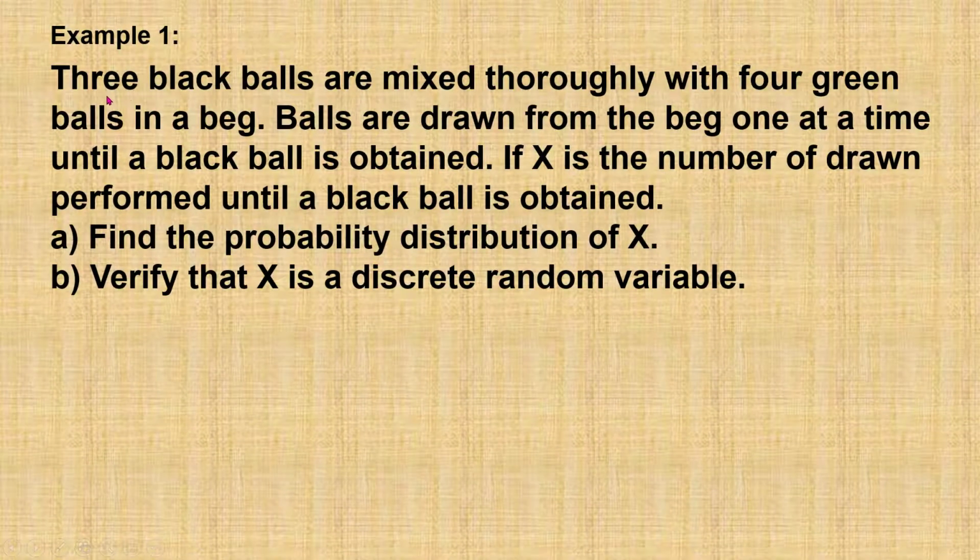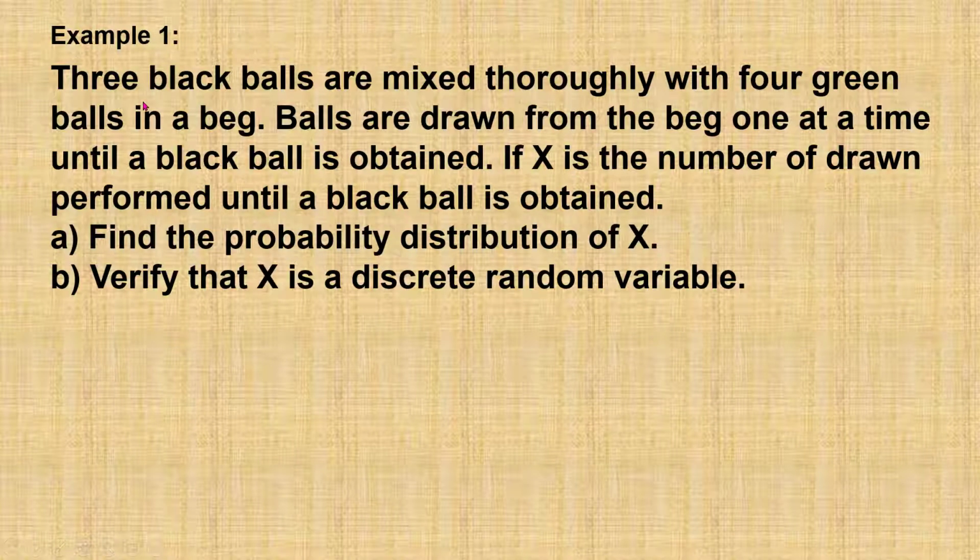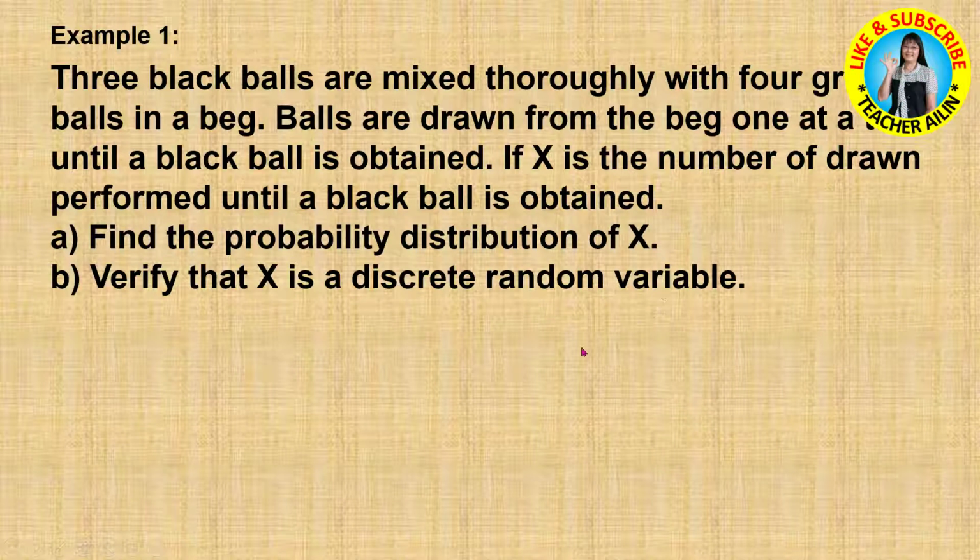Now we proceed to the example. 3 black balls are mixed thoroughly with 4 green balls in a bag. Balls are drawn from the bag one at a time until a black ball is obtained. If x is the number of draws performed until a black ball is obtained, find the probability distribution of x. Verify that x is a discrete random variable.